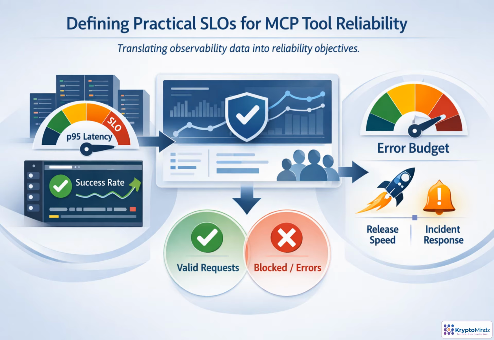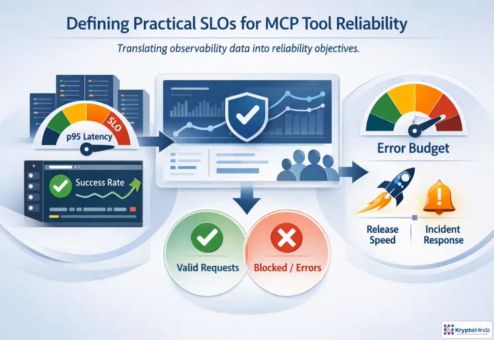SLOs turn telemetry into promises the team can manage. For MCP, define them at two levels: the server as a whole and the tools that matter most to users. Good indicators are concrete, such as P95 invocation latency, successful call rate, and authorization decision time.